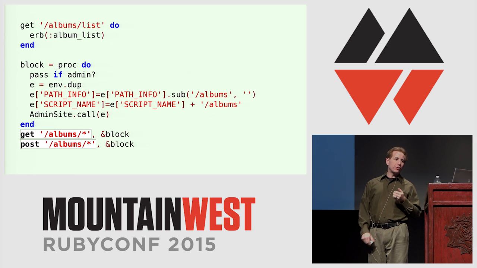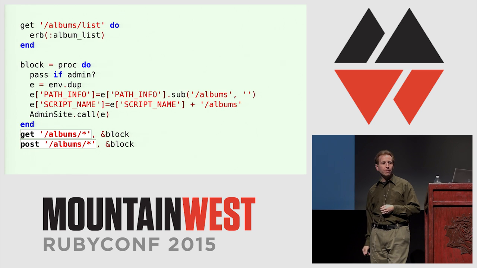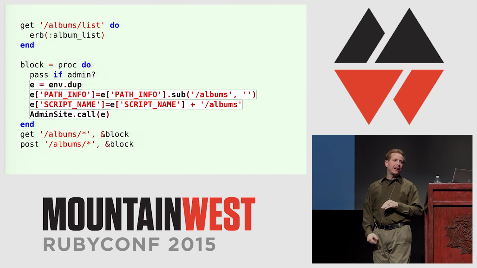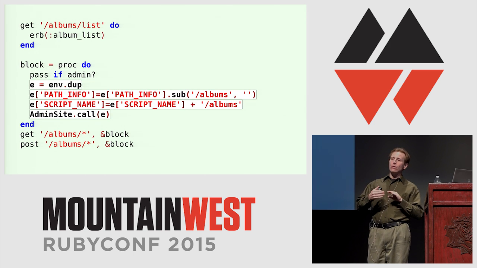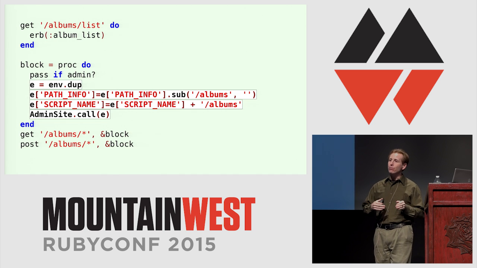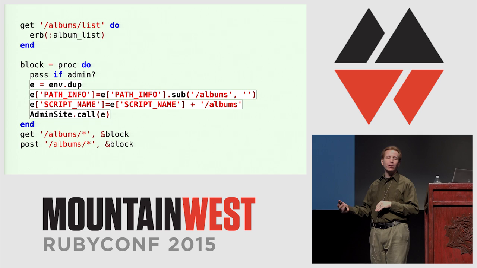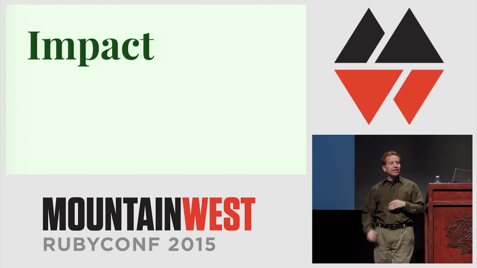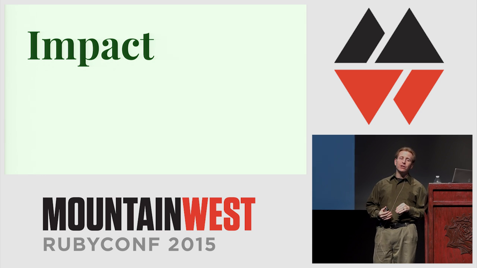And in Sinatra, this is more difficult. You have to add routes for each request method that you want to support with splats so that Sinatra will only do a prefix match on the path. And then you have the block pass if it is not an admin request. And if it is an admin request, you need to create a new environment to call the admin site Rack app with, and then you need to call the Rack app. Now, I'm sure this is possible in Rails as well, but in the interest of time, I will not be providing an example. So these improvements may not seem large, but taken together, they can result in much simpler applications.